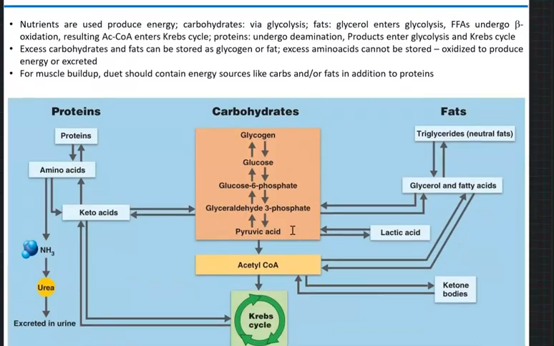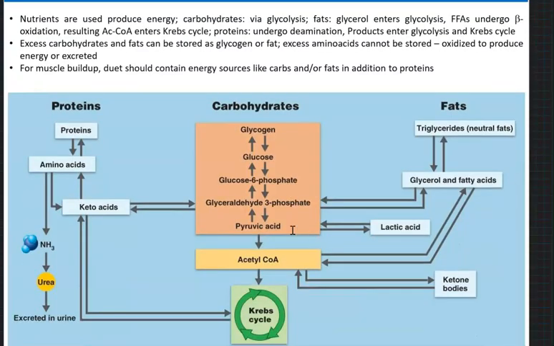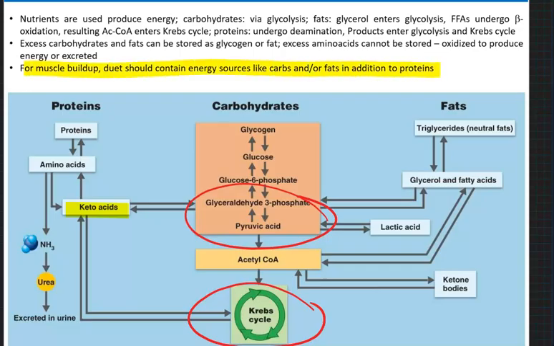So this is the summary. I'm not going to go over the entire summary. I'm going to highlight that the products of amino acid breakdown can either enter the glycolysis step or Krebs cycle. And I'm going to highlight that if you want to build muscle, you actually have to very carefully select the balance between the protein and the energy sources.